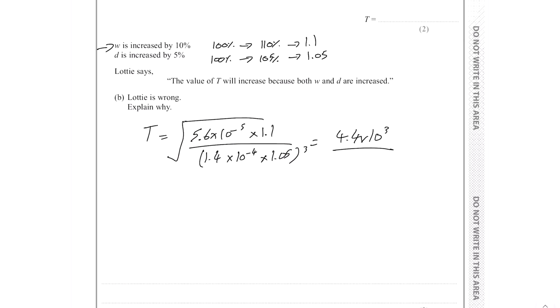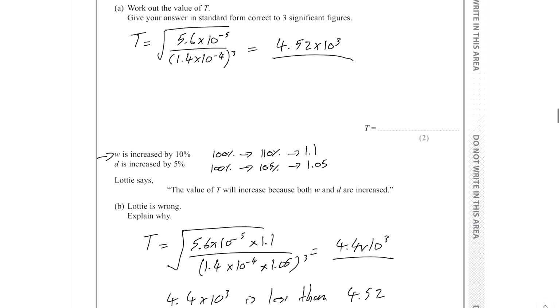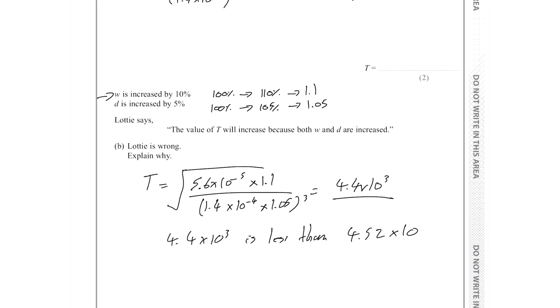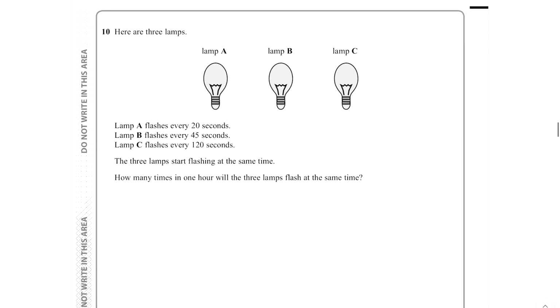And then you can just write here that 4.4 times 10 to the power of 3 is less than 4.52, what was it, 5.2? Yep, times 10 to the power of 3. Moving on to the next one.